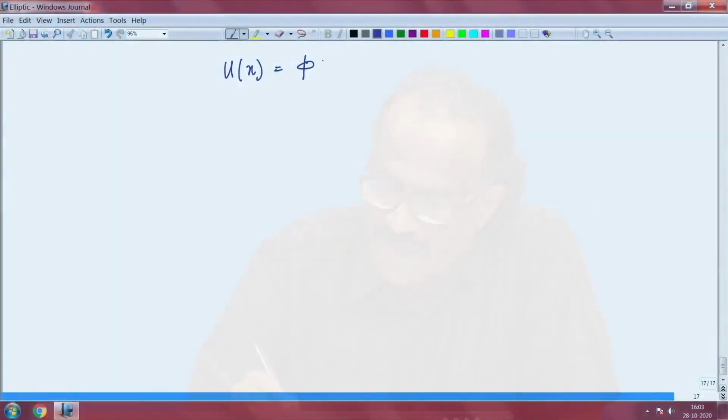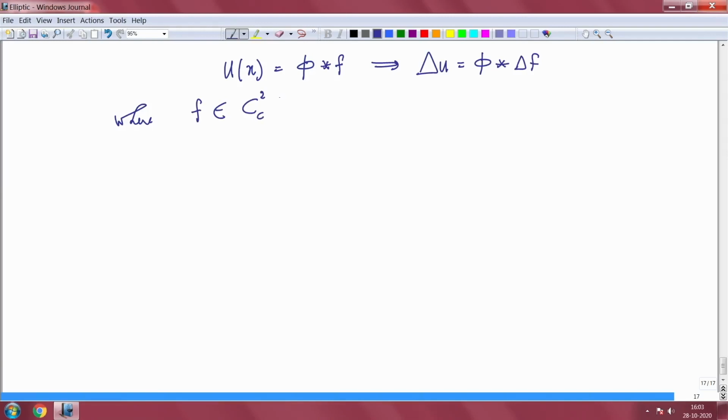Okay, welcome back. Last class we were trying to solve a problem. Let me recall the problem once again and then we will prove it. We have introduced a function u(x), the convolution of phi and f, and then we have seen that this implies minus Laplacian of u equals phi star Laplacian of f, where f belongs to C_c^2 of R^n.